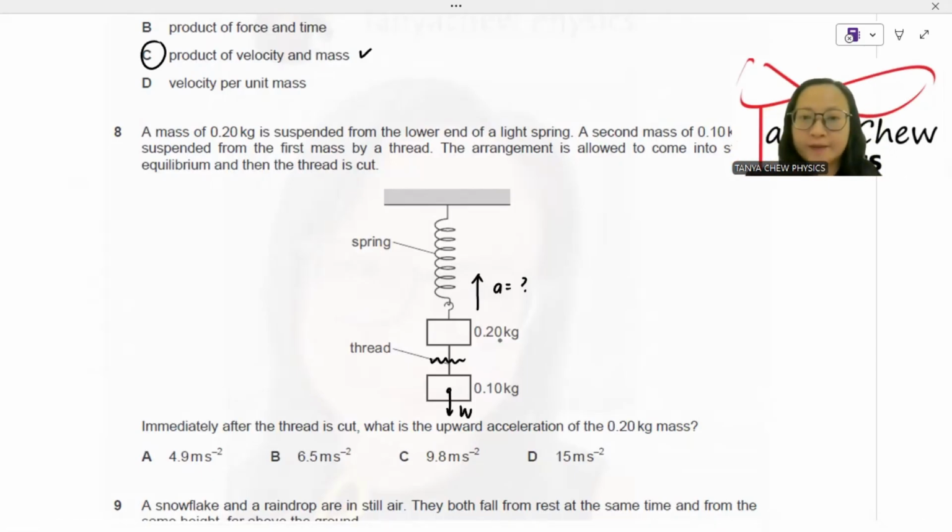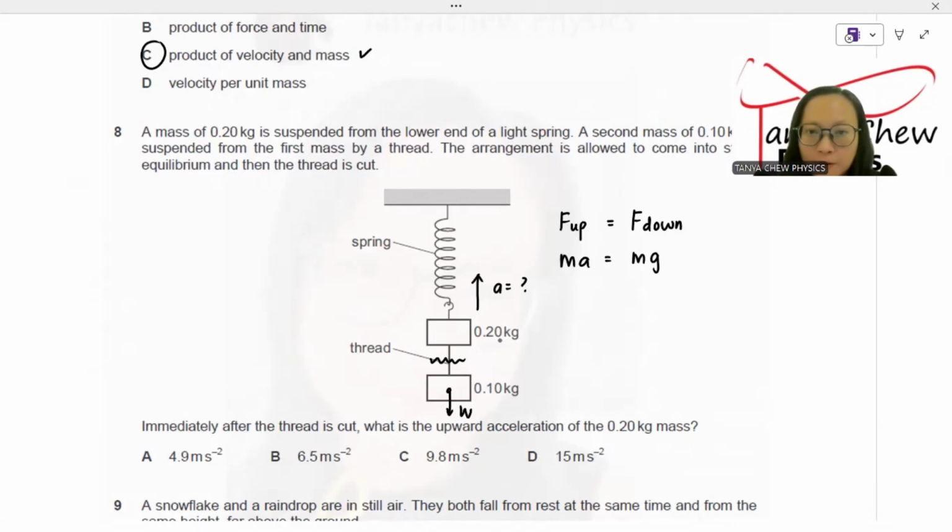So I would say that when the thread is being cut, the upward force experienced by the 0.2 kilogram mass is equal to the downward force experienced by the 0.1 kilogram mass. So upward force is equal to ma. The downward force experienced by the 0.1 kilogram mass is its weight, which is mg. I cannot cancel the m because these are two different masses.